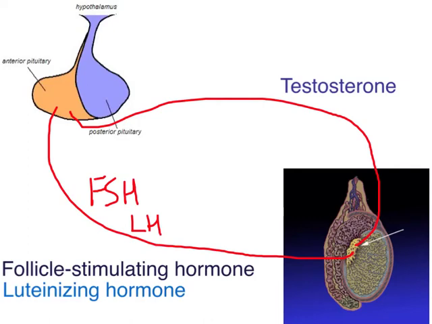So step 1, the release of FSH and LH. Step 2, what those two hormones do to the testes. And step 3, the release of testosterone, which, in essence, stops the production of testosterone by way of not producing these hormones anymore.